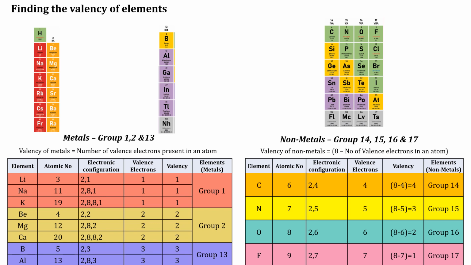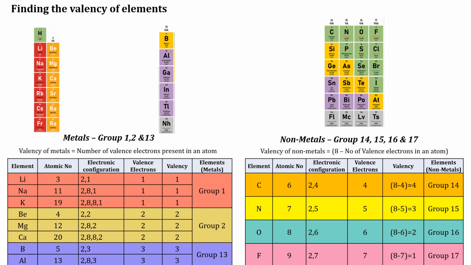Let's move on to group 13. In group 13, boron and aluminium have 3 valence electrons. Hence, their valence is 3. Now let's recall the valency of elements in group 1, 2 and 13. Group 1 elements have valency 1, group 2 elements have valency 2 and group 13 elements have valency 3. Now let's look at the second table. Non-metals 14, 15, 16 and 17.